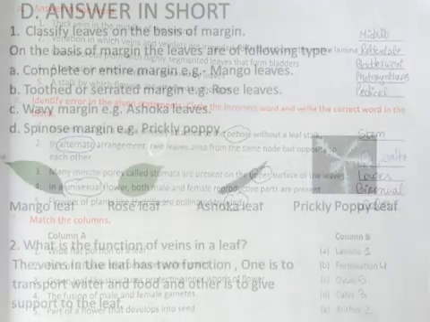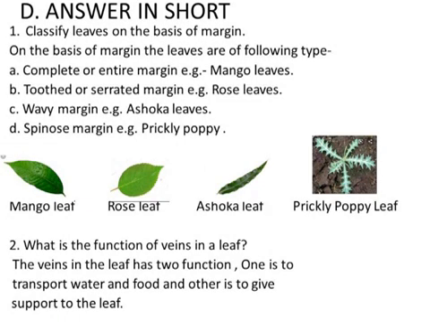Now next, number D, answer in short. Number 1, classify leaves on the basis of margin. So on the basis of margin, the leaves are of the following types. Number A, complete or entire margin. Example is mango leaves. Number B, toothed or serrated margin. Example, rose leaves. And number C, wavy margin. Example, ashoka leaves. And number D, spinose margin.